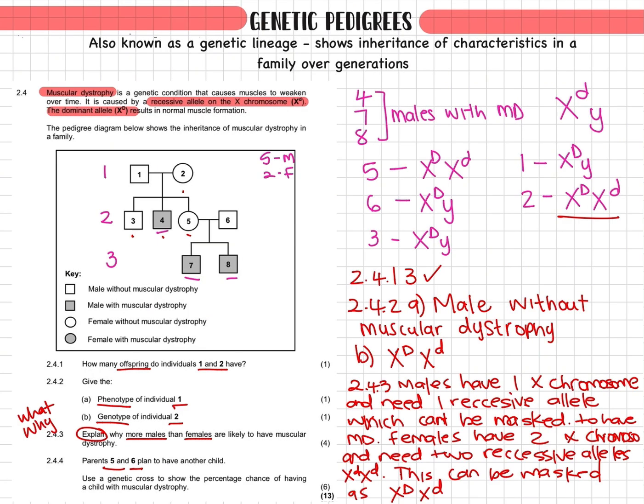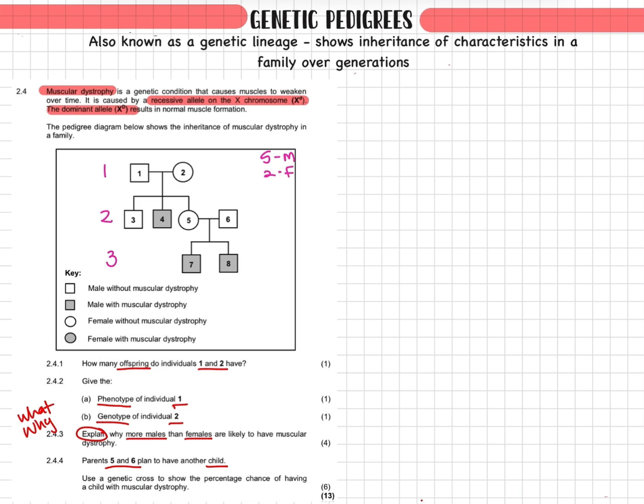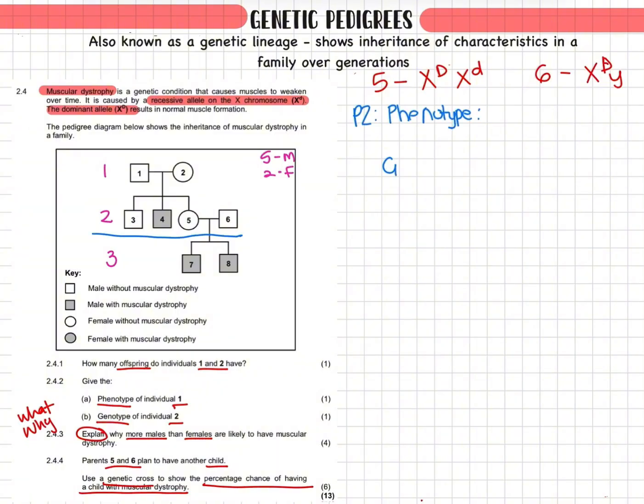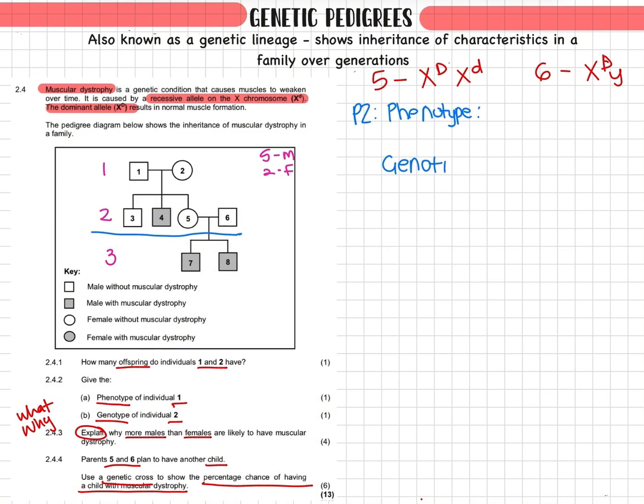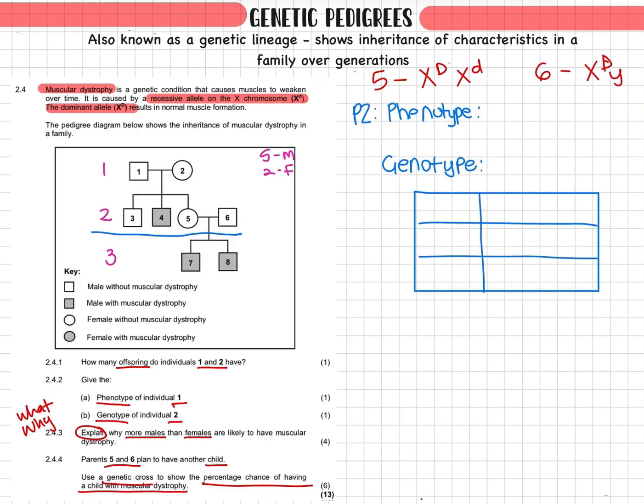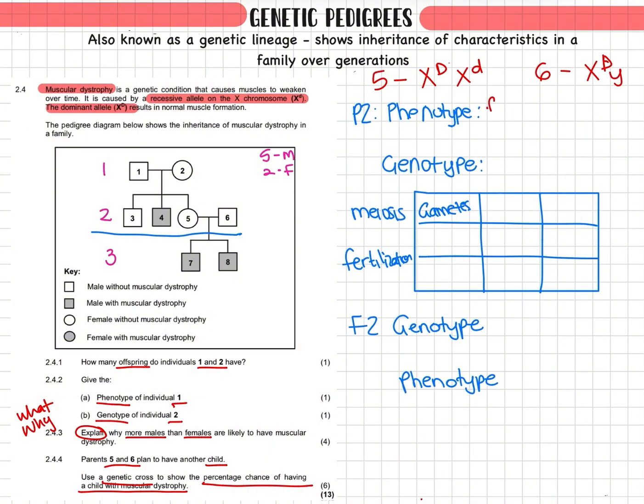We had already identified the genotypes of number 5 and number 6. So I will rewrite that up here. The first thing that you need to note is that number 5 and number 6 are in the 2nd generation. So in our template, we are going to write P2, phenotype, genotype, the gametes that are formed through meiosis, and then fertilization, and the F2 genotype and phenotype.